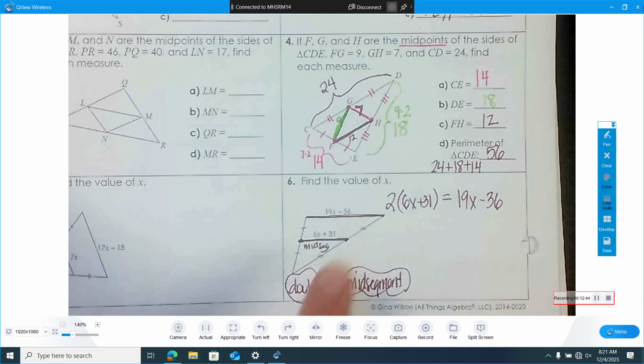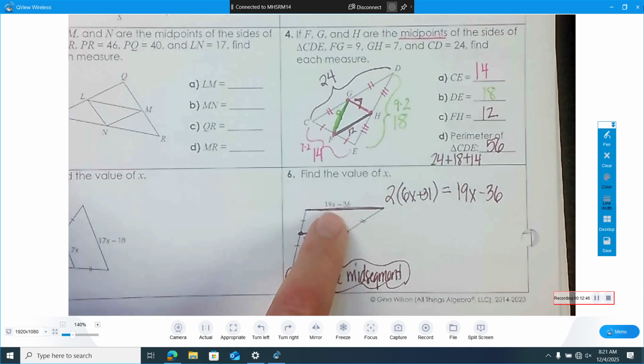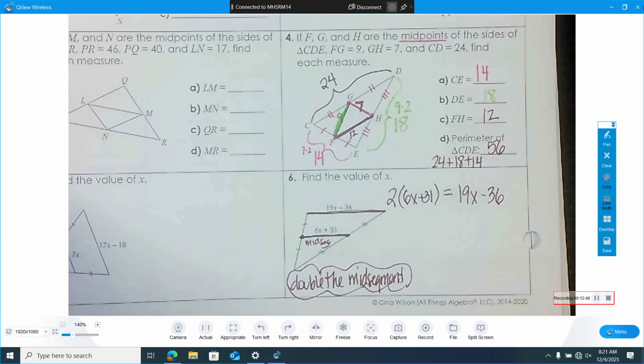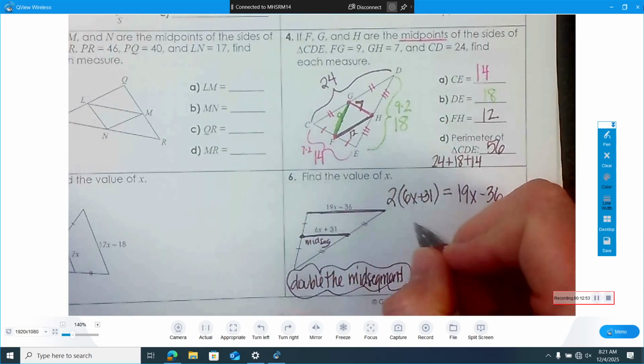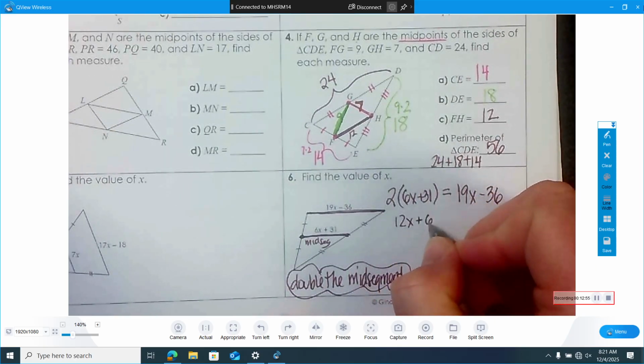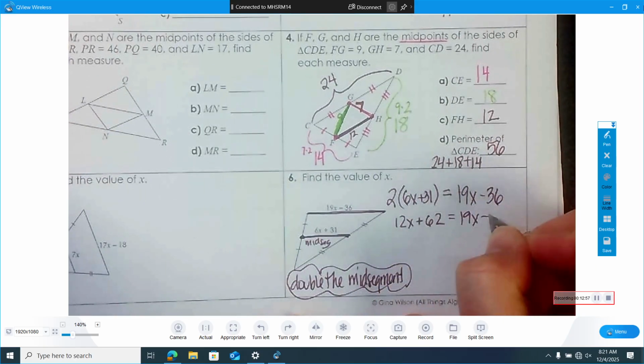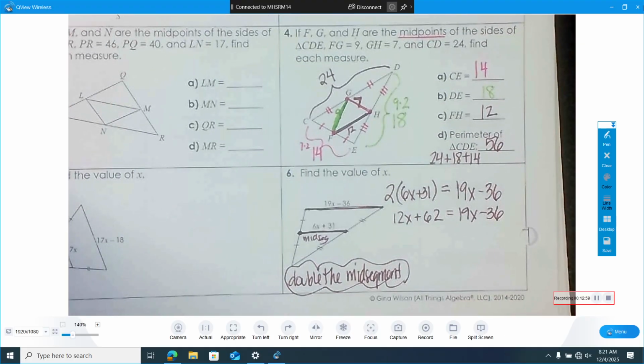If you can, that's the easiest way to go. Could we also half the third side? Yeah, but I don't want to half 19, right? I want to create fractions. All right, double the midsegment. That's the thing here. So we get 12x plus 62 equals 19x minus 36. What do you want to do to solve?